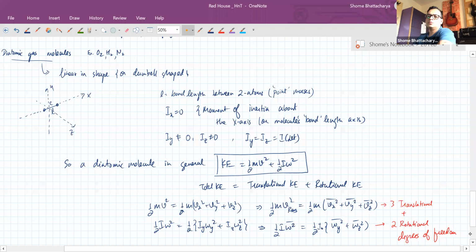Yes, Nikita, Ix is 0 because both our point masses are lying on the x-axis. So the radius of gyration will be 0. Remember, for a discrete particle system, our moment of inertia is summation mr square. Both the particles are lying on the x-axis, so Ix will be 0 because both point masses or atoms are on the x-axis. So about the x-axis, the system has no radius of gyration.